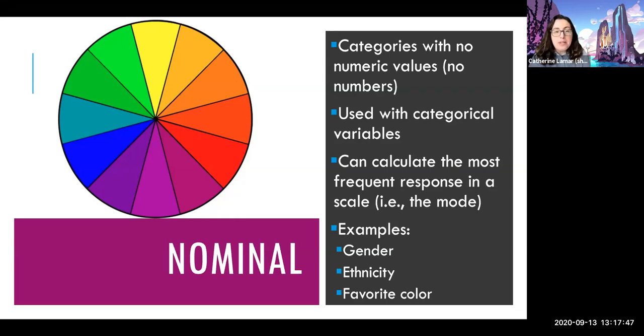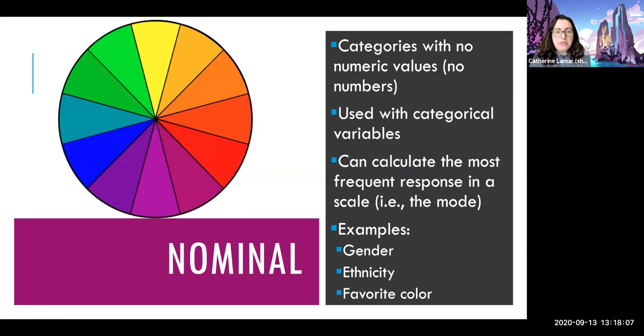This means that when we have a nominal scale, we can calculate the most frequent response, which is called the mode, but we can't really calculate the average response because it doesn't make sense to calculate the average for a word, right? We calculate averages for numbers. And we also can't really calculate the middle response, which is called the median.